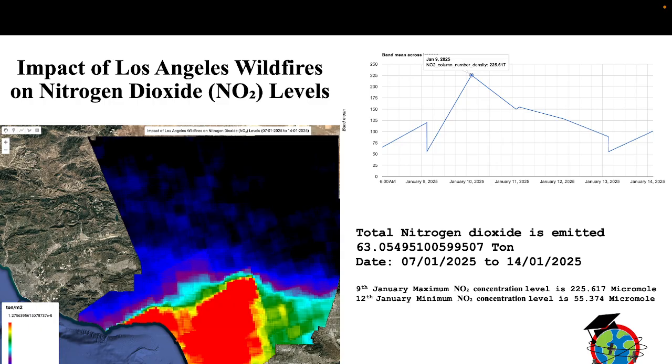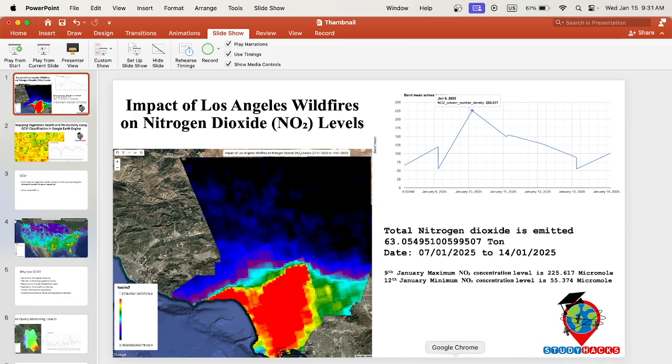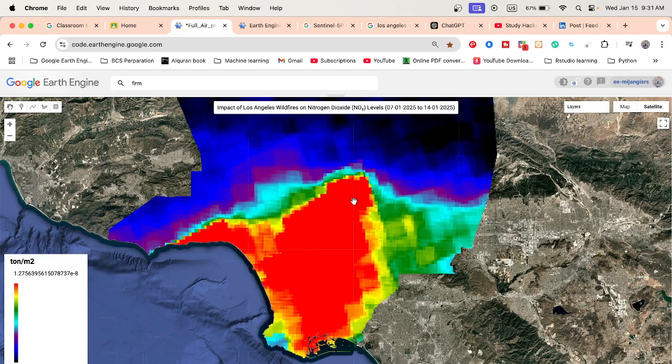So in today's session I will discuss how we can easily monitor this type of parameter, such as total nitrogen dioxide as well as maximum and minimum level of nitrogen dioxide, using the Google Earth Engine, and also create this type of map. From this map we can easily identify where we find high concentration and where we find low concentration of nitrogen dioxide. So let me open my code. Here I already wrote the code.